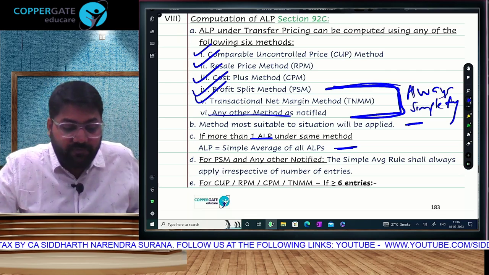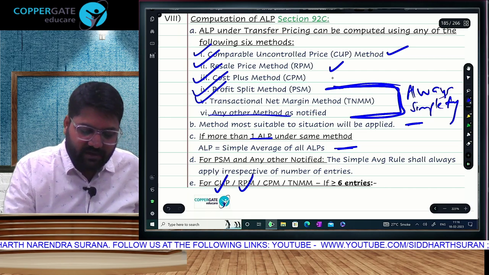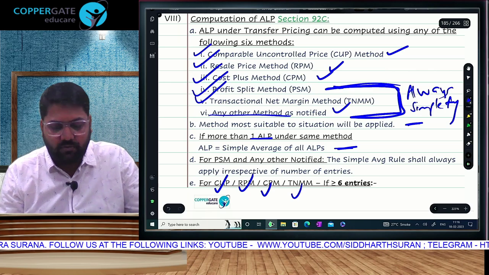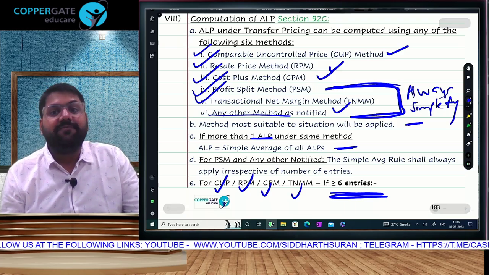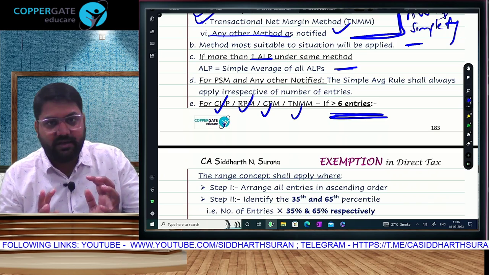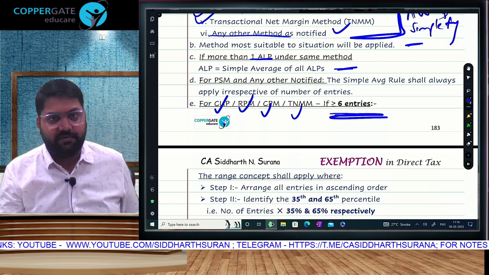But for the remaining four, which ones? CUP method, first one, RPM, second one, CPM, third one, TNMM, fifth one: 1, 2, 3, 5. If there are six or more entries, then we can't take the simple average. We have to follow the range concept. So first, let's be clear when the range concept will apply. In profit split and any other method, even if there are 100 entries, it will be the simple average.